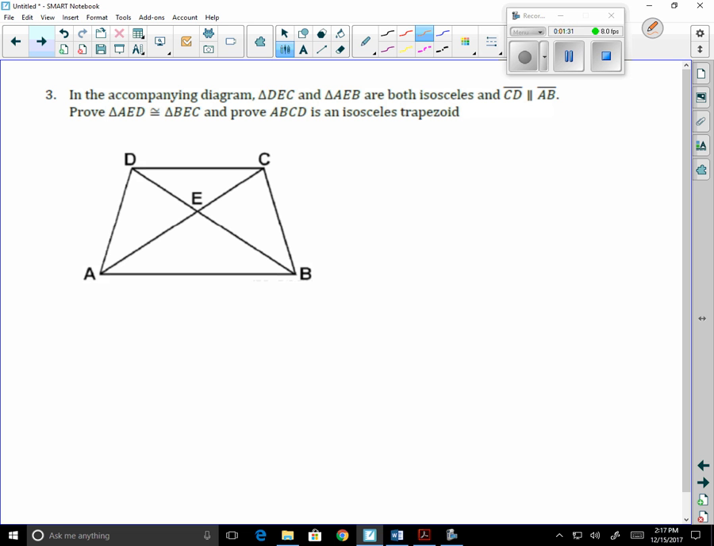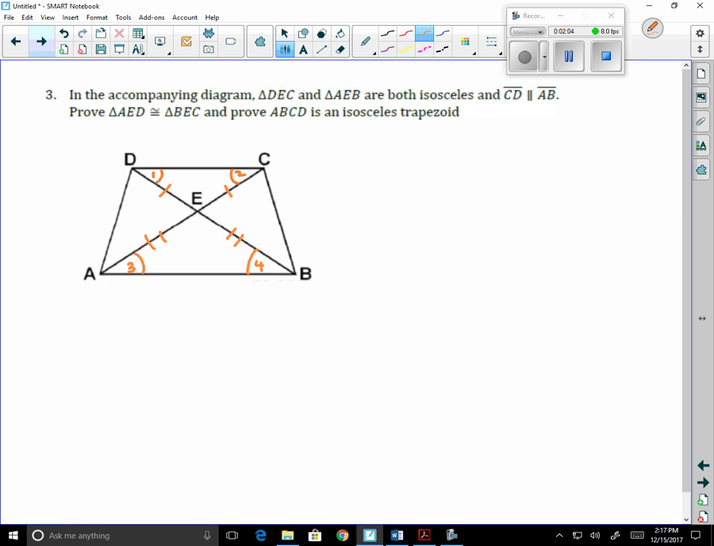So for number three, it tells us that there are two triangles in this picture that are both isosceles, DEC and AEB. Isosceles triangles tell us we have congruent angles and congruent sides. So I could label a bunch of congruent angles and a bunch of congruent sides here. It also says that CD and AB are parallel to each other. It then says to prove that triangle AED is congruent to triangle BEC.